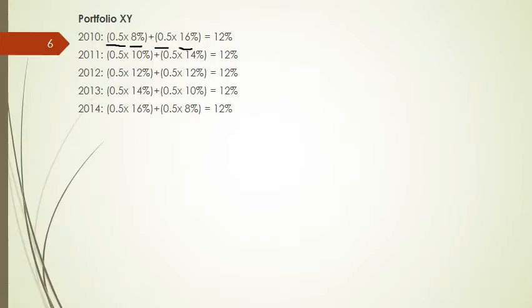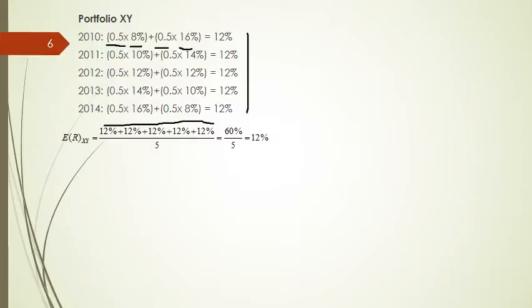Now what we need to do is calculate the expected value of returns over the entire period, which is the mean or the average of the returns over the 5 years. So that's 12% plus 12% plus 12% plus 12% plus 12%, divided by the number of periods, that is the number of years, which is 5. What you find is that the expected return on portfolio XY from 2010 to 2014 is 12%. That's the average return we get each year.